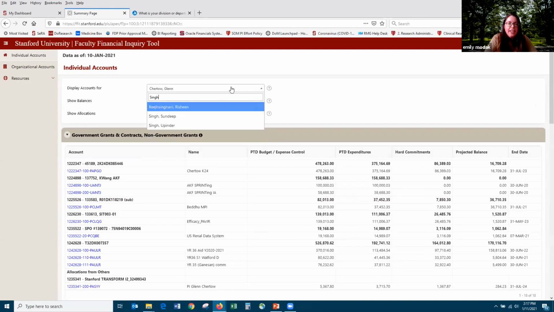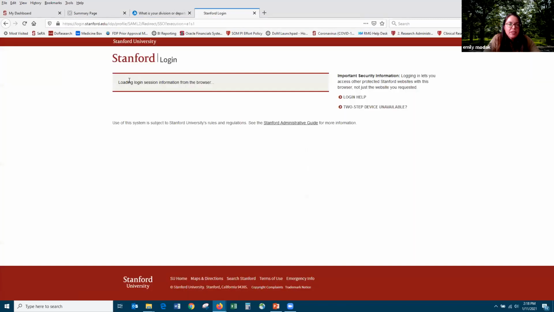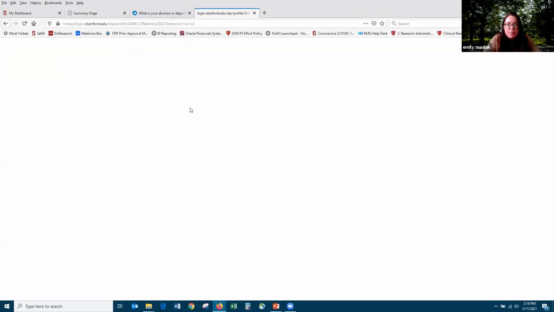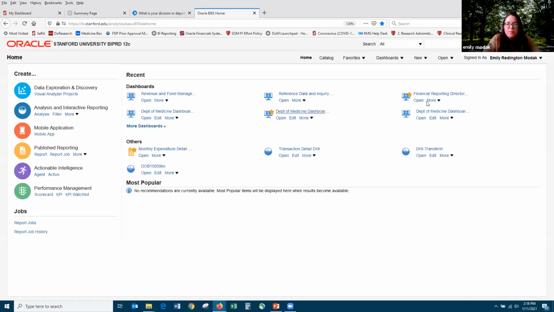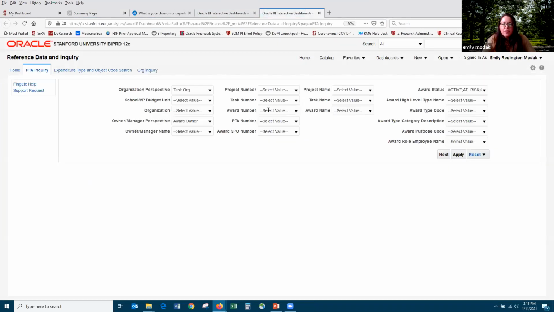On the other hand, I'll go into BI and show you the other way that you can look up the fund authorization, which is by going into BI and looking in the financial reporting directory. It's just going to take me a minute to come up. And then you go to PTA inquiry, which is actually our first option here. And you can pull up the fund authorization here as well. So GHHBB, I'm going to take a look at now. I'm going to hit apply.